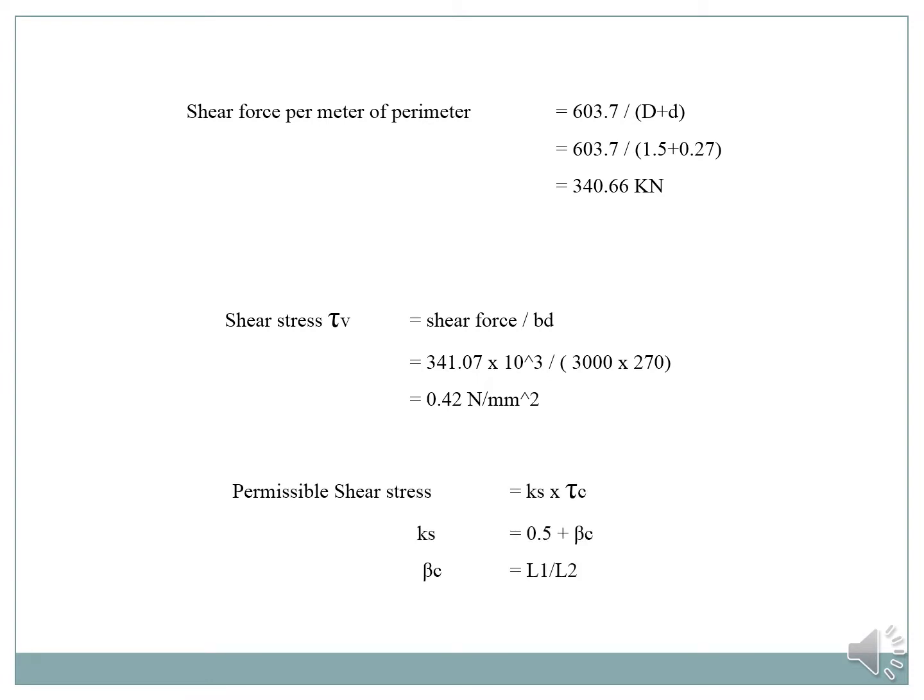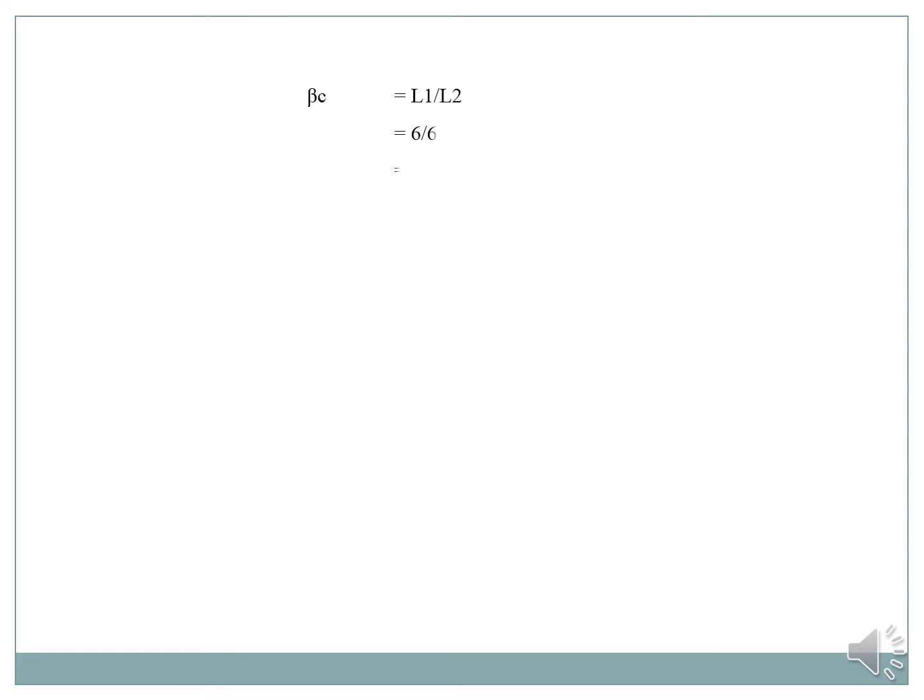Then permissible stress is Ks into tau c. So Ks is equal to 0.5 plus beta c. This formula is taken from our code book, page numbers 58 and 59, IS 456-2000. Beta c is equal to L1 by L2, where L1 is the panel size, 6 meter into 6 meter. So 6 meter is taken as L1, and the other side L2 is also 6 meter. So beta c is equal to 1. So Ks is equal to 0.5 plus 1, so our answer is 1.5. This is above 1, so we need to check another step.